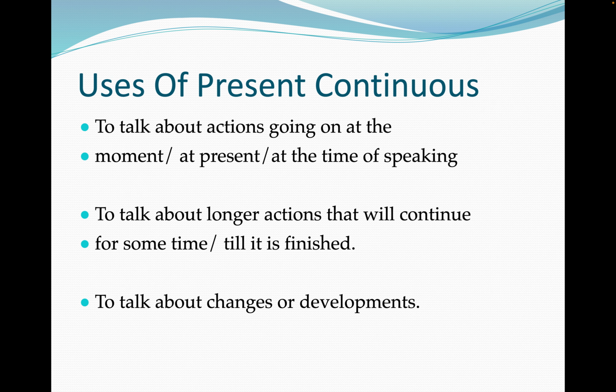So when we use this present continuous tense, first one is to talk about actions going on at the moment, at present, at the time of speaking. And the second scenario is to talk about longer actions that will continue for some time or till it is finished. And the other scenario is to talk about changes or developments.